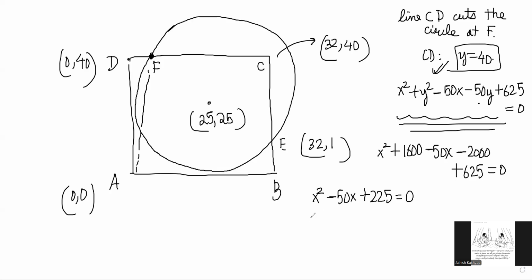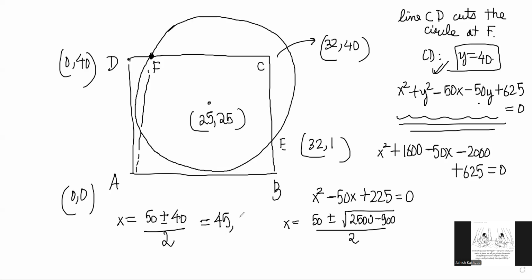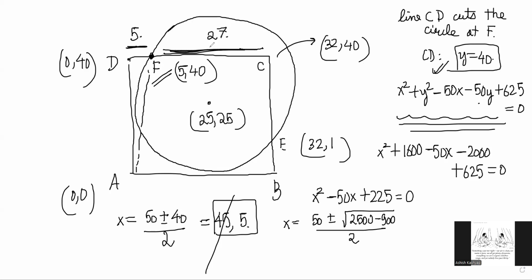Now think about it. If you solve it using the quadratic formula, it is 50 plus minus root over 50 squared, 2500, minus 4 times 225, so 900, all divided by 2. So x is becoming 50 plus minus 40, divided by 2. So it is equal to either 45 or 5. Now this point F cannot be at x equal to 45. That is clearly inside the side CD. So this point must be at (5, 40), right? We have to reject the 45 answer to find F. So if this is at (5, 40), this length DF is 5 units. So CF length is becoming 32 minus 5, 27 units, right?